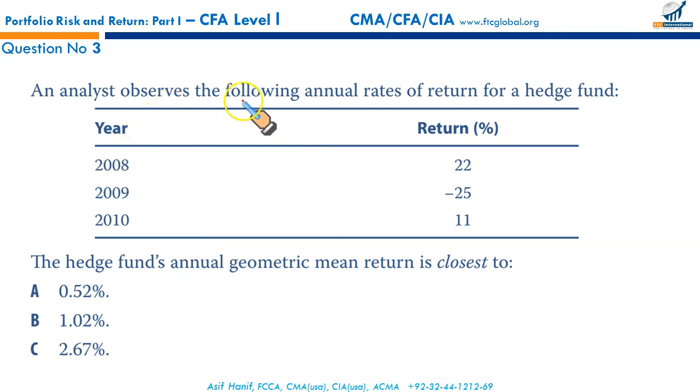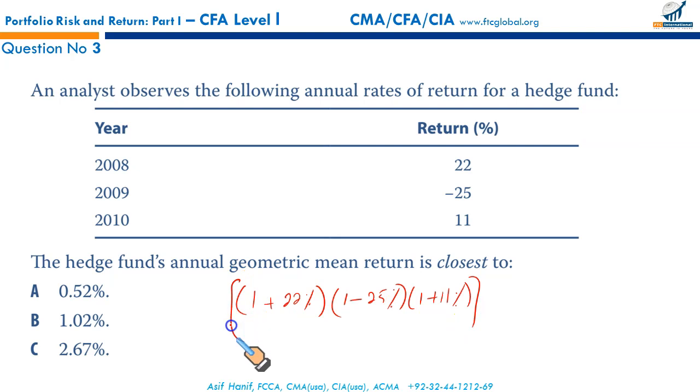Next, an analyst observes the following annual rates of return for a hedge fund: 2008 22%, 2009 minus 25%, and 2010 11%. The hedge fund's annual geometric mean return is closest to. I'm sure you would have gone through the reading video. How do we do that? 1 plus 22%, 1 minus 25%, and 1 plus 11%, raised to the power 1 by n, that is 3 years period, so it's going to be 1 by 3 minus 1.